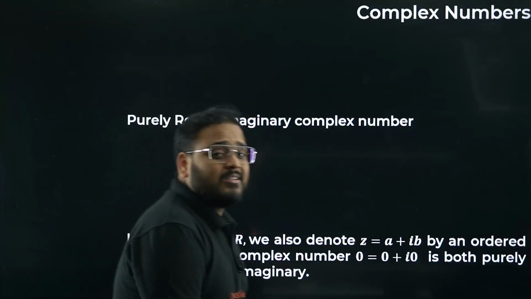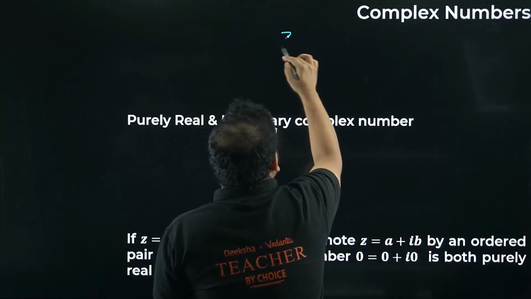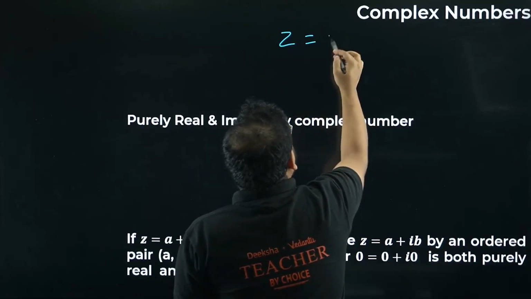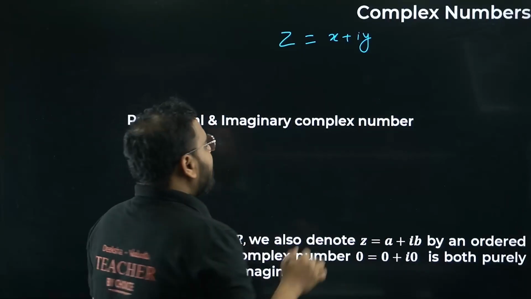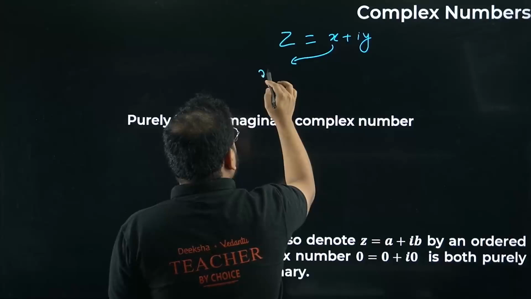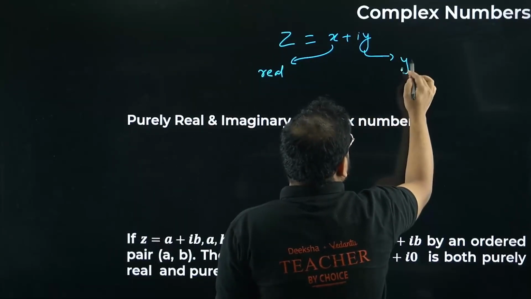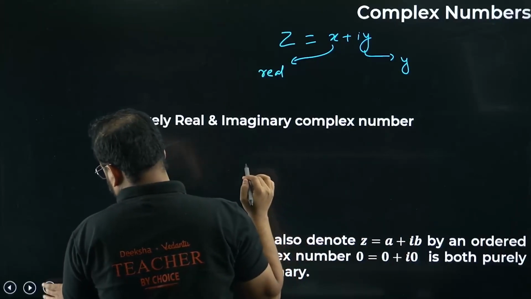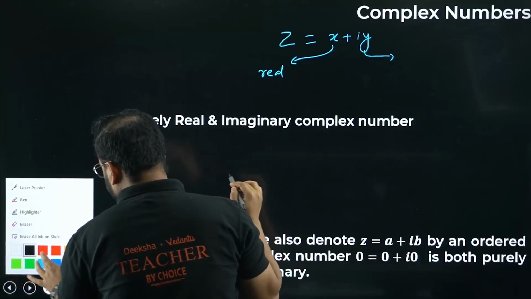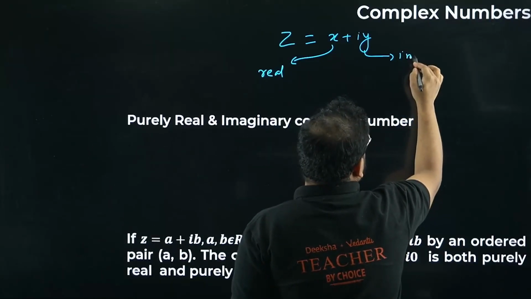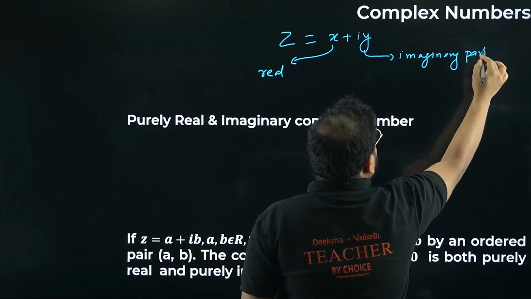Now we have to learn the general form of a complex number. This is given by a notation where you write the variable z as x plus iy, where x represents the real part and y represents the imaginary part. This represents the imaginary part. Is this clear?